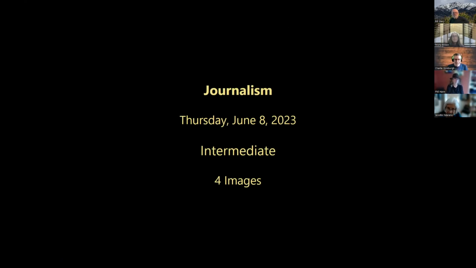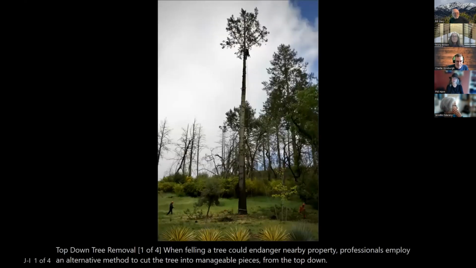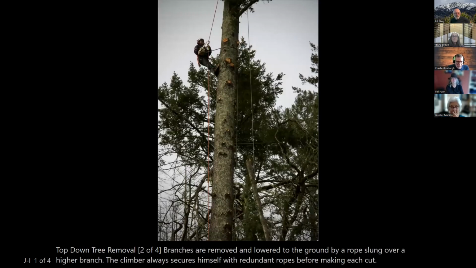Journalism intermediate, 4 images. Top-down tree removal, 1 of 4. When felling a tree could endanger nearby property, professionals employ an alternative method to cut the tree into manageable pieces from the top down. Top-down tree removal, 2 of 4. Branches are removed and lowered to the ground by a rope slung over a higher branch. The climber always secures himself with redundant ropes before making each cut.